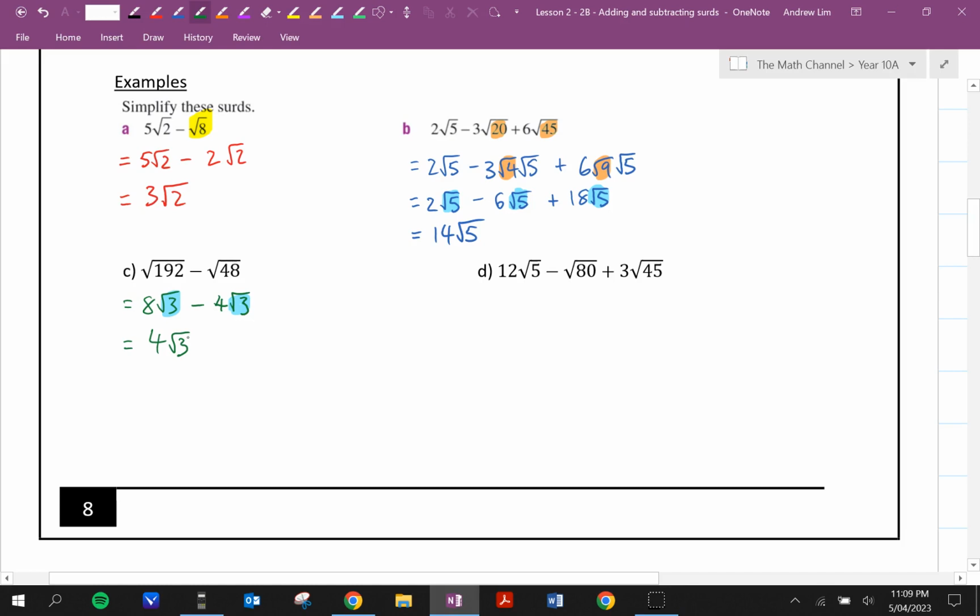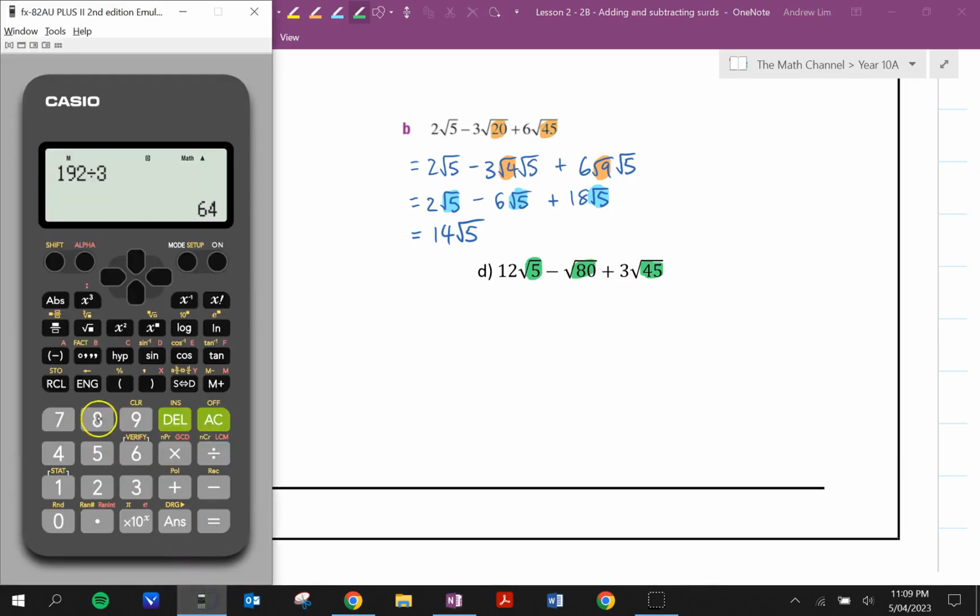Okay, question D here. We've got 12 root 5 minus root 80 plus 3 root 45. I'm thinking to myself, this is already 5, which is pretty small. I can't split the 5 already. So maybe I can make each of these in terms of 5. Well, 80 divided by 5 is 16. Perfect. That's a square number. I can square root that.